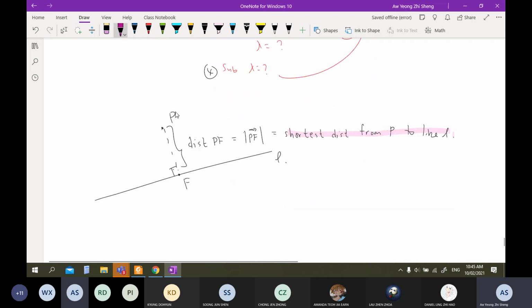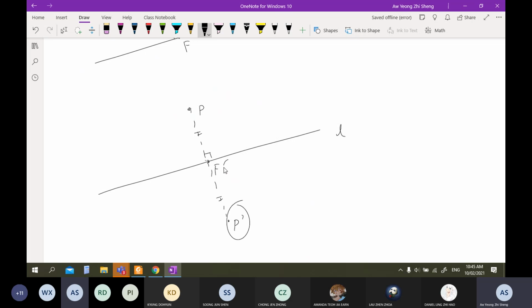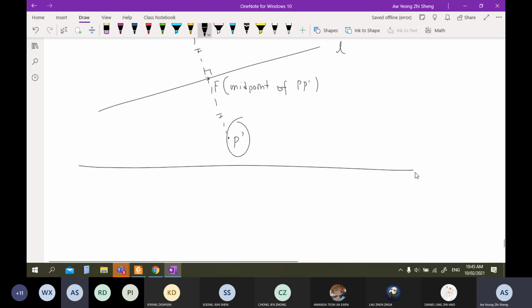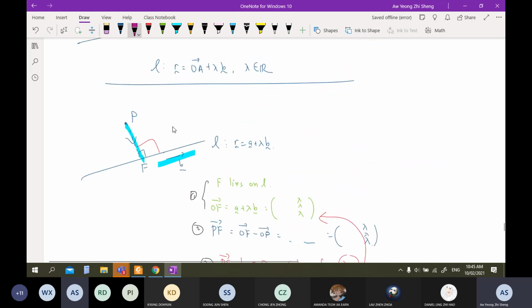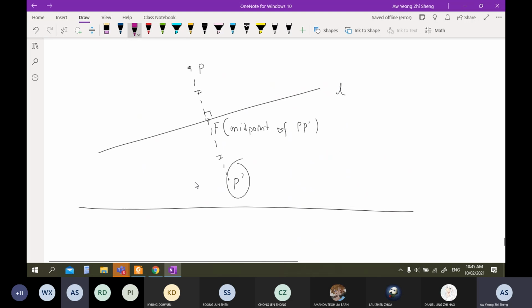Then there's also a third thing. When you have the point F already found, you can also reflect the point P in the line L, making use of the midpoint. Then you can get P prime. F will be the midpoint of P P prime. So these are the three things that you need to know about point and line: foot of perpendicular, shortest distance, and reflection of a point in the line.